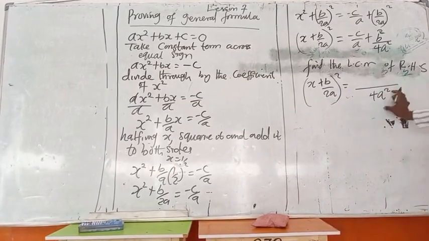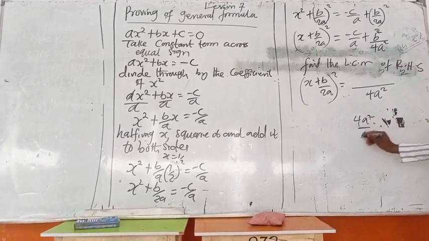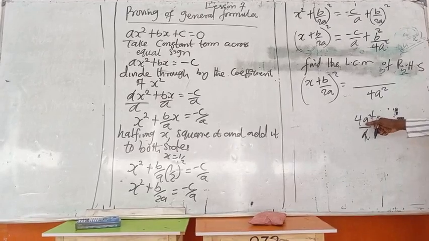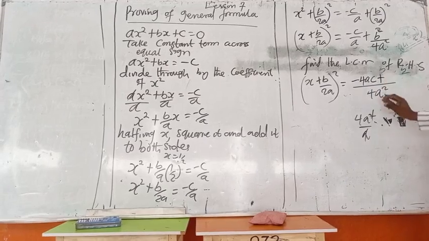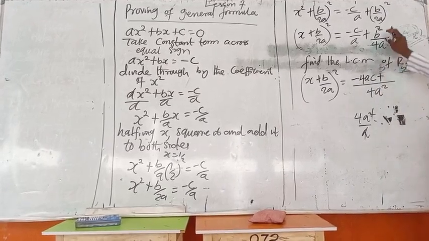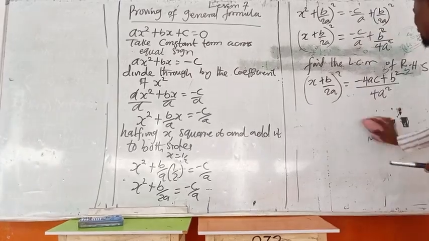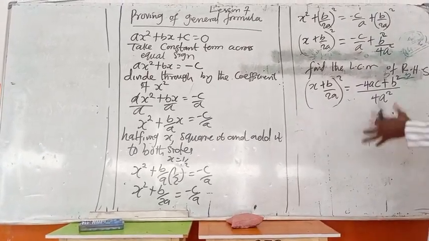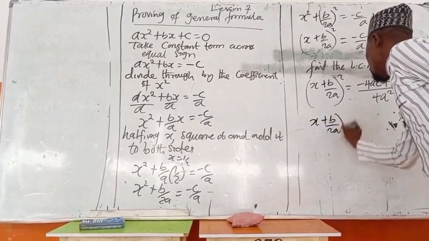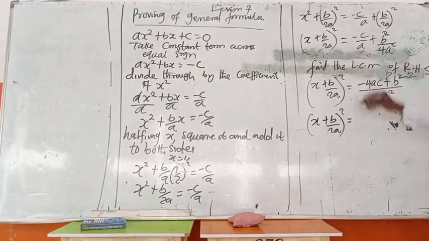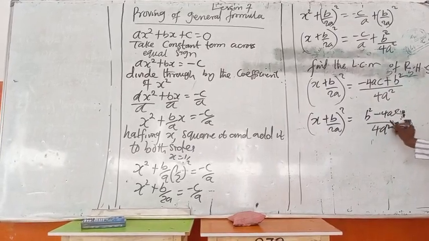Then I'll have x plus b over 2a all squared is equal to, the LCM is 4a squared. 4a squared divided by a will cancel, it remains 4a. 4a times minus c, we have minus 4ac, plus 4a squared divided by 4a squared is 1, 1 times b squared, b squared. So now I may need to rearrange this because the squared term is supposed to come before the other values. I will rearrange it, have b squared minus 4ac all over 4a squared.